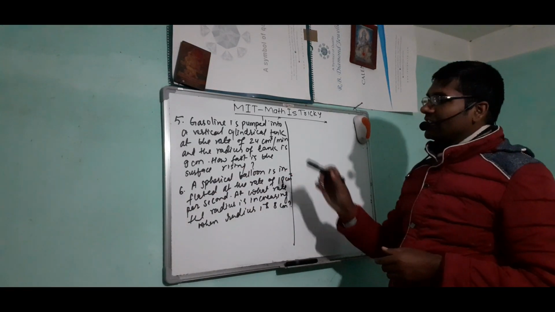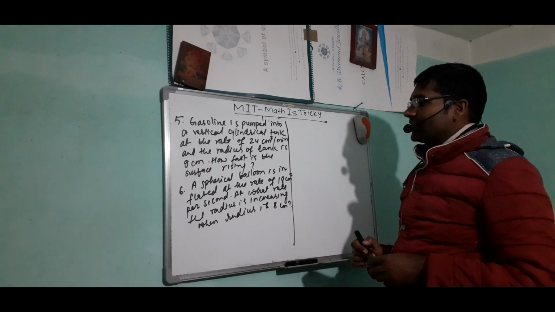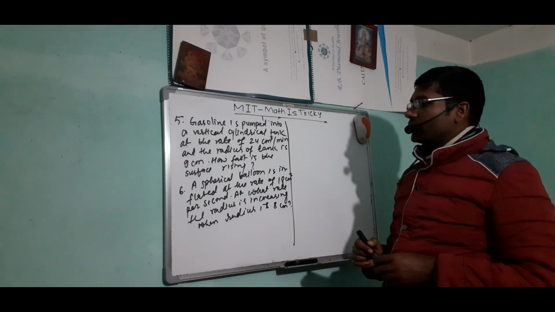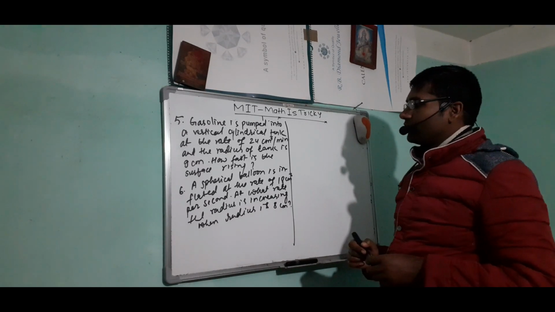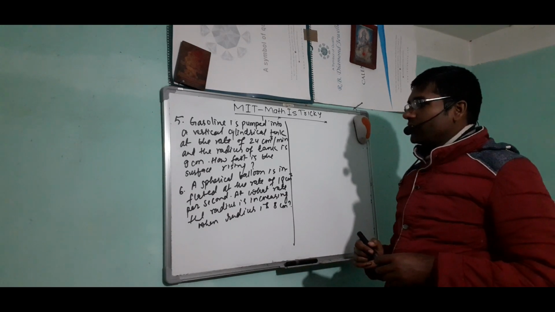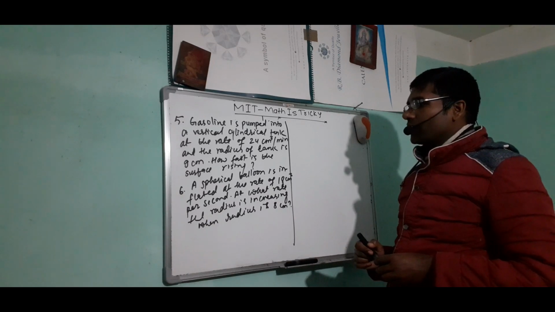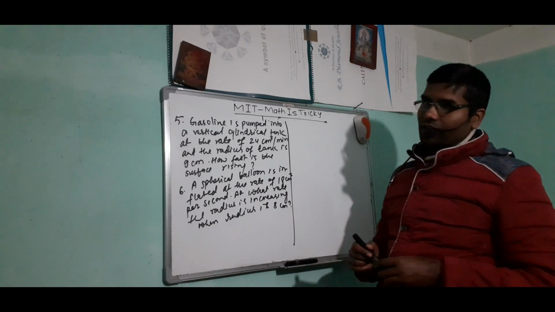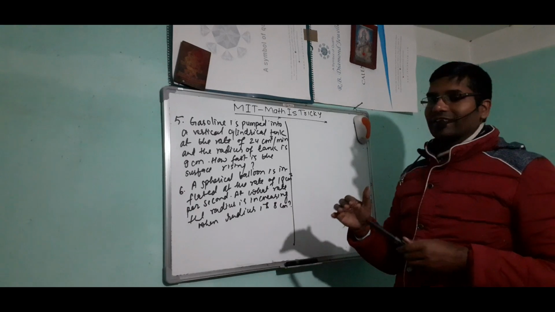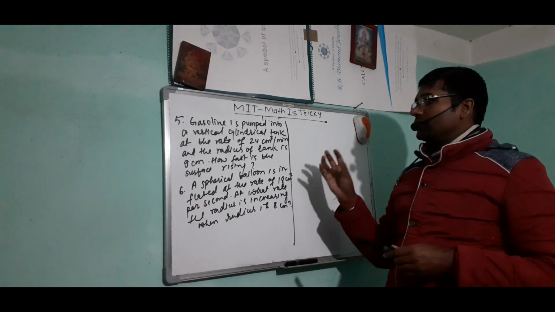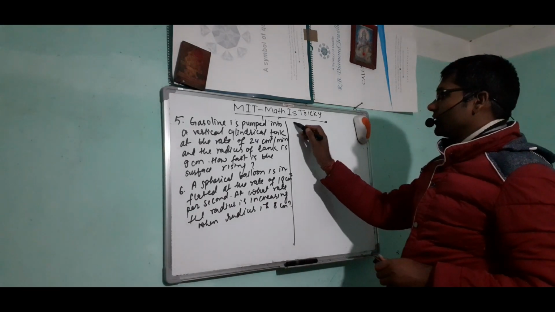Gasoline is pumped into a vertical cylindrical tank at the rate of 24 cm cube per minute, and the radius of the tank is 9 cm. Then how fast is the surface rising? We have to find how fast the surface is rising if dV by dt is given. So very simple. Question number 5.